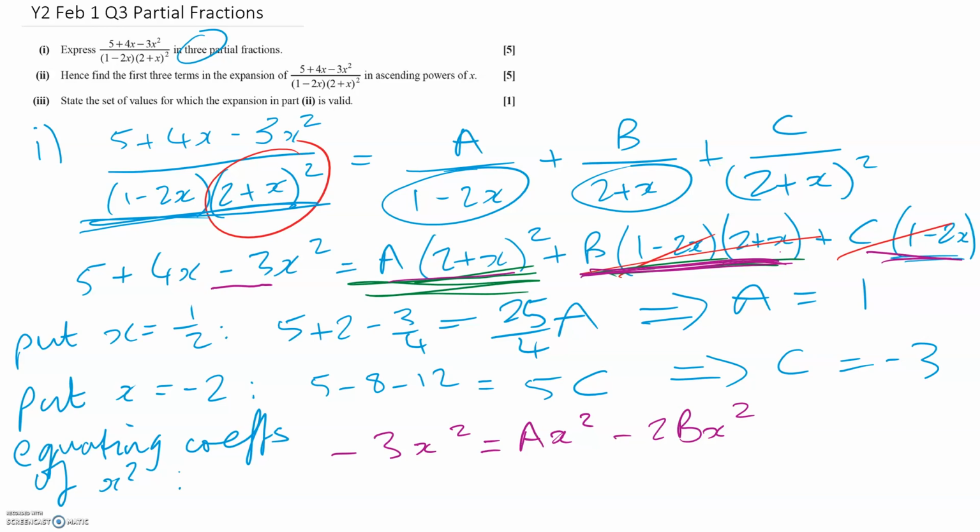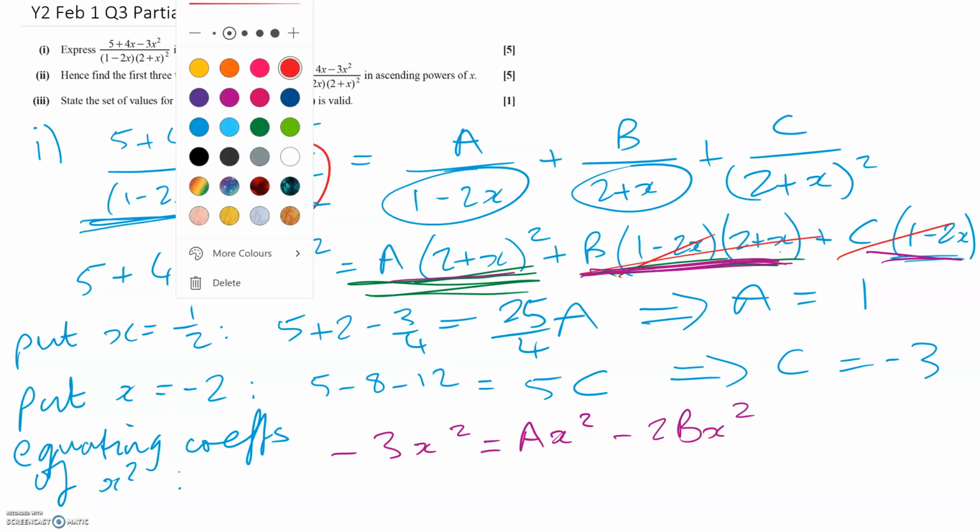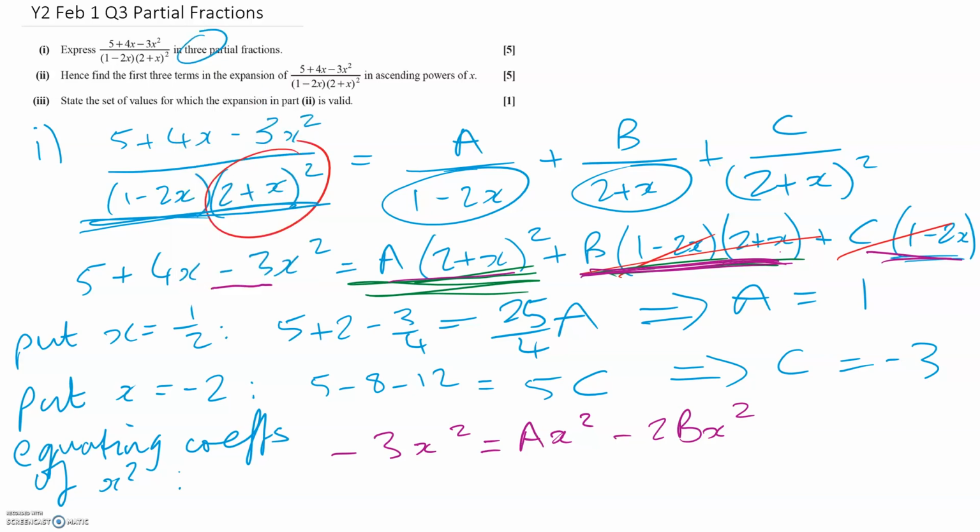Now bear in mind that we've already worked out what A is. A is 1, and we can just cancel all these x squareds. Don't forget A equals 1, so we're left with -3 equals 1 minus 2B. In other words, 2B equals 4, so that means that B would equal 2.